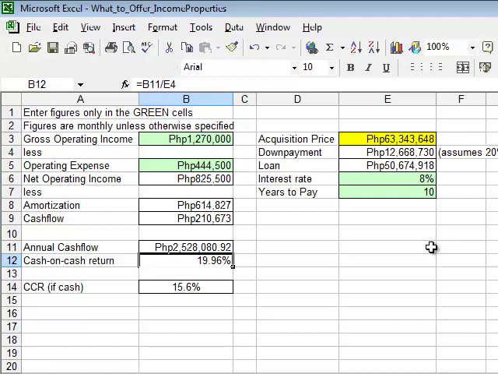So if you are ignorant and you don't know how to do this calculation, you'll end up overpaying for the property. But now that I discussed this with you guys, you have a tool that you can use in order to calculate what to offer for properties very, very quickly.